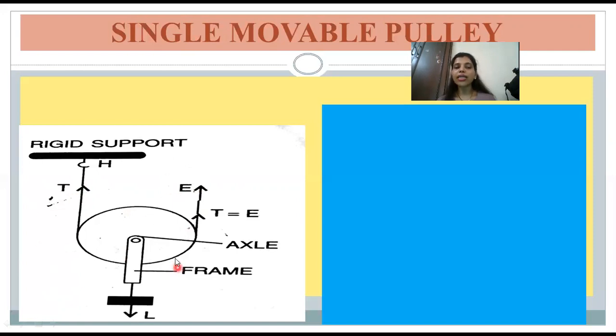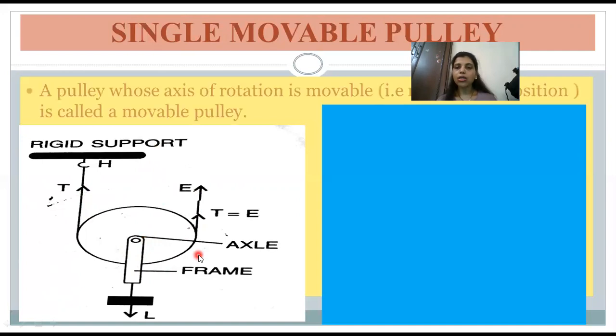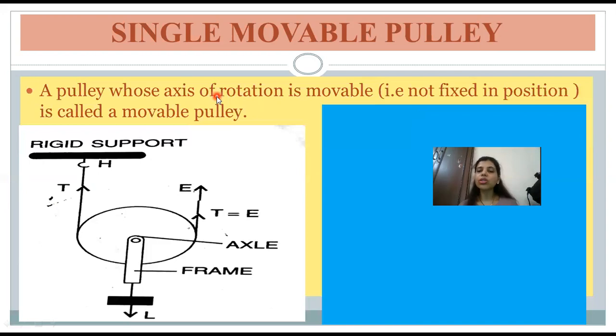So you have to understand that in the case of a single movable pulley, the load is balanced by two tensions, because of the support of these two strings, and the load moves up and down. Okay, children. The definition, as I told you before, is not going to be asked most of the time, but you should learn it because it's not very tough. A pulley whose axis of rotation is fixed is a single fixed pulley. If the axis of rotation is movable, then it is called a movable pulley. So it's not difficult to learn.